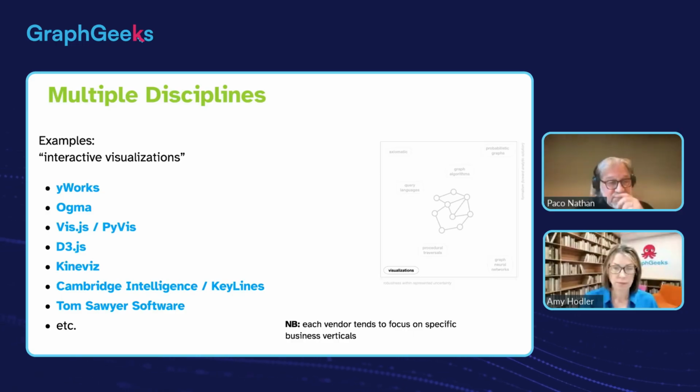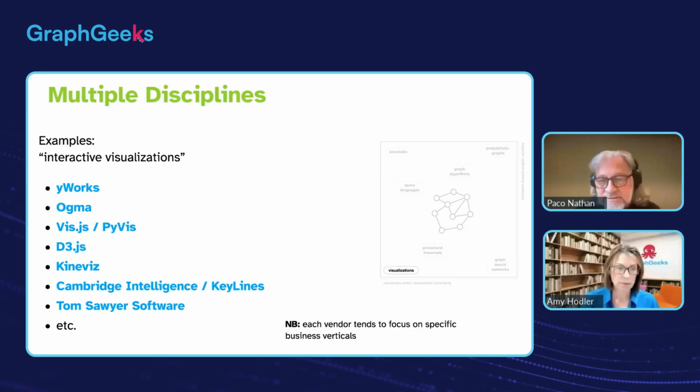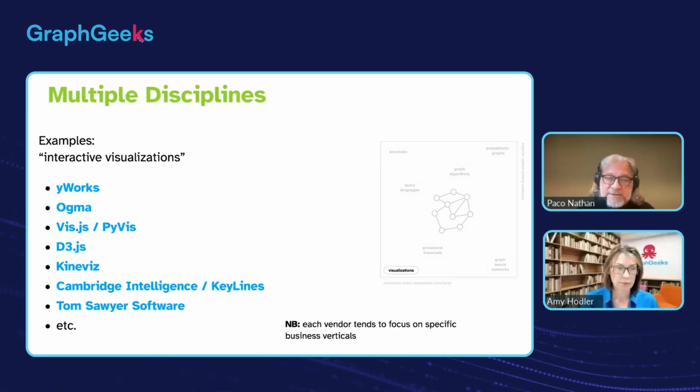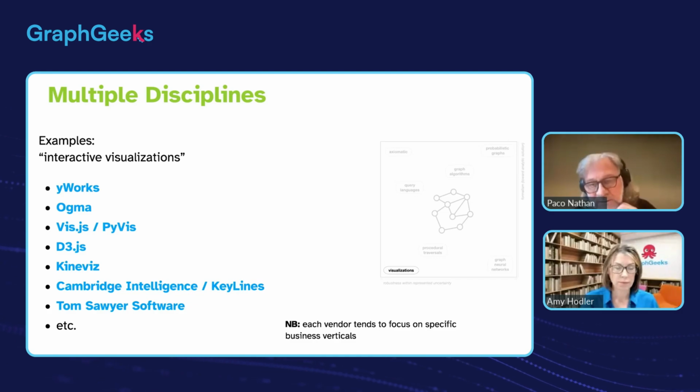There are some great vendors. Kineviz we work with, highly recommended. Cambridge Intelligence has a really incredible suite of different graph visualization. Tom Sawyer we also work with, really amazing work there.